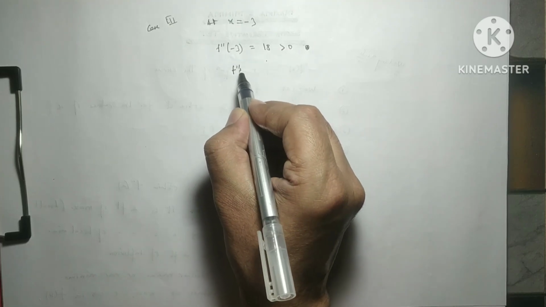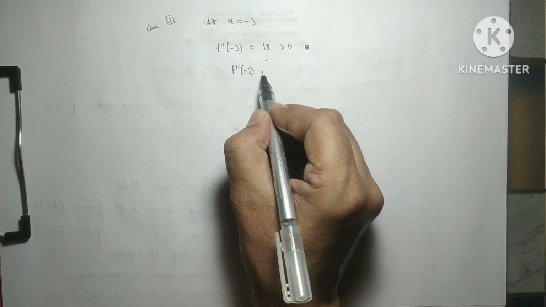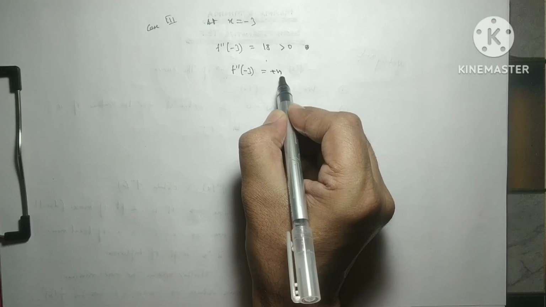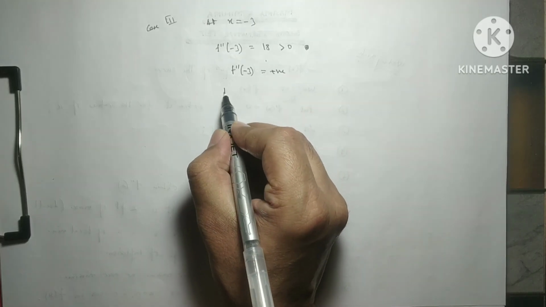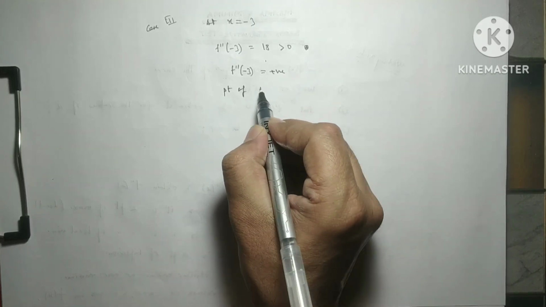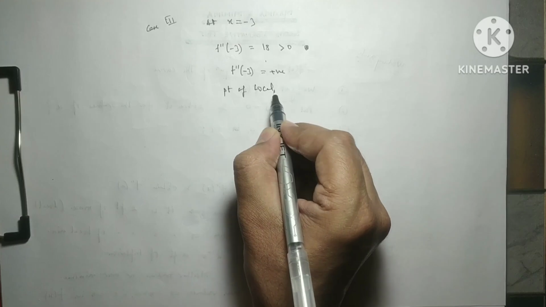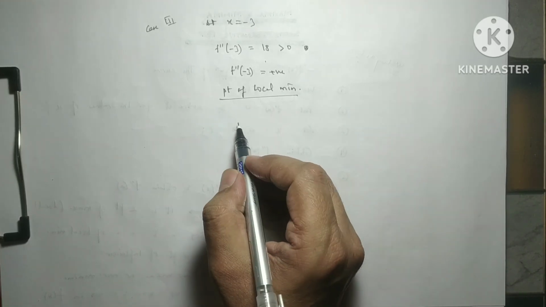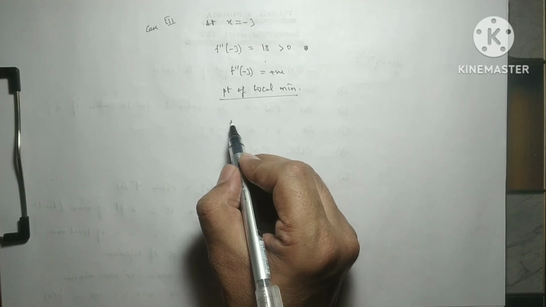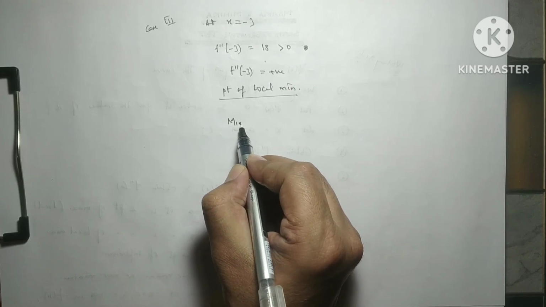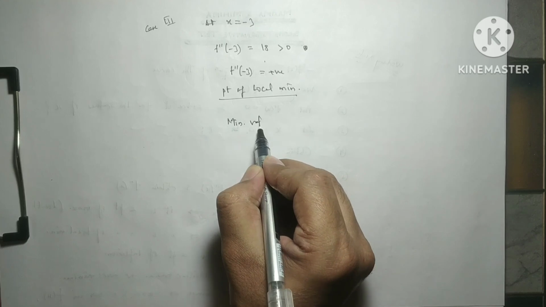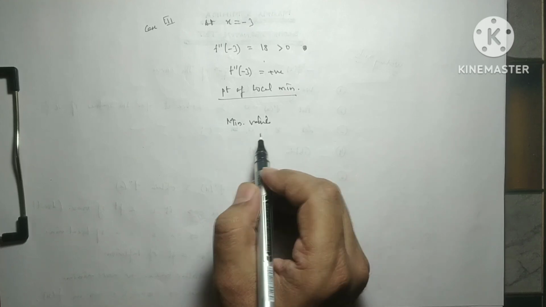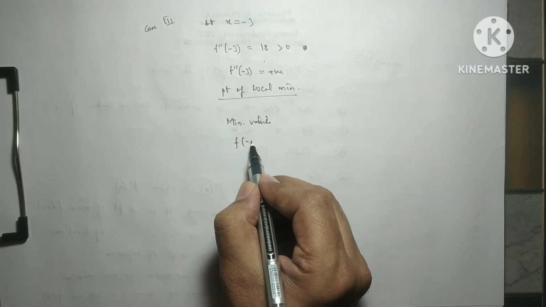So f double dash at minus 3 is positive. If it is positive, then this is the point of local minima, and at this point the local minimum value, so minimum value, that will be f of minus 3.